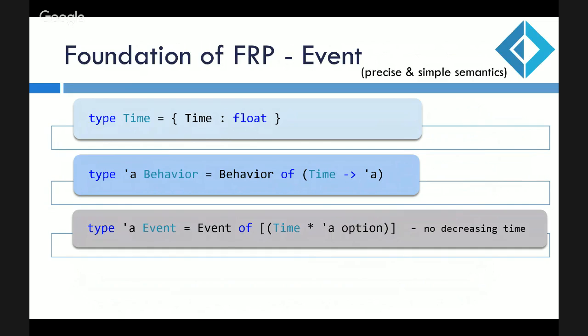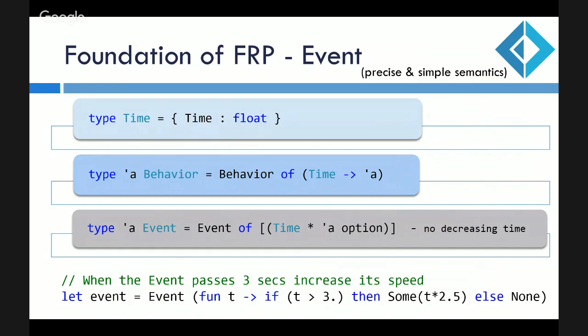And in the slide here, you can see an event represented as a sequence of time-ordered pairs of time and value, where the time is monotonically increasing, right? And for each value, we have a timestamp that indicates when the event occurred. So for instance, here we have a function that is executed after maybe 3 seconds and returns a speed increase of 2.5.